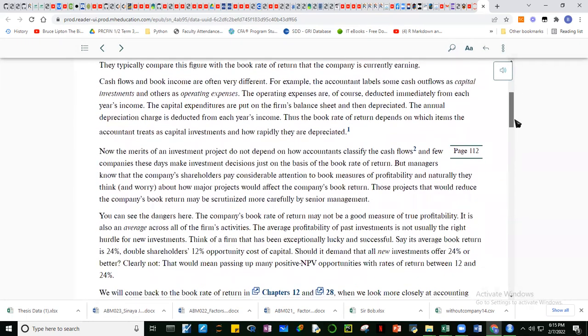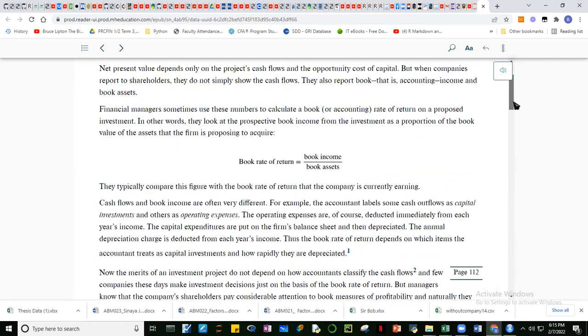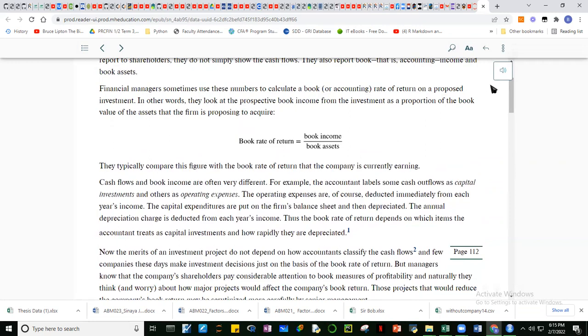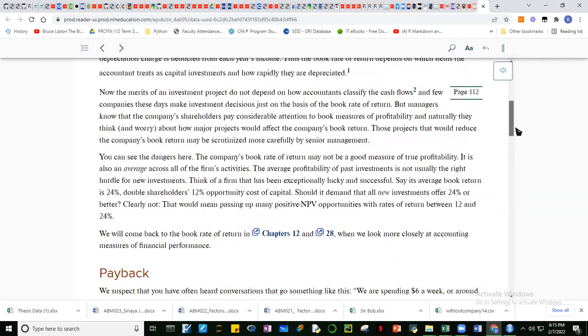Okay. Now the disadvantage of this is that it does not consider the time value of money. Okay, hindi discounted to mga measures na to. That's the main weakness of the accounting rate of return or the return on assets.